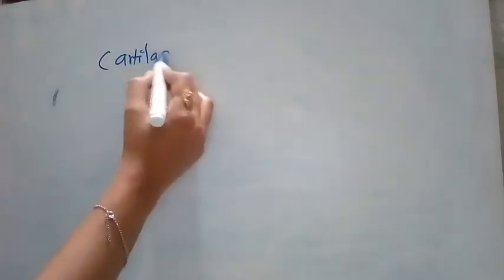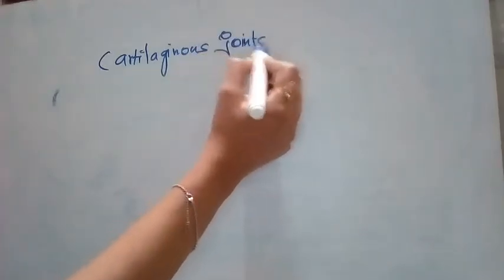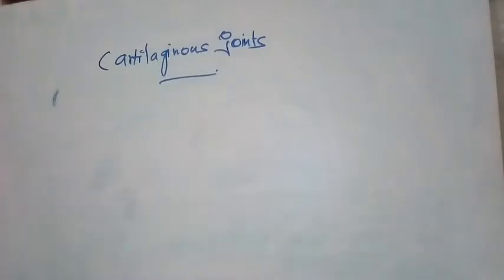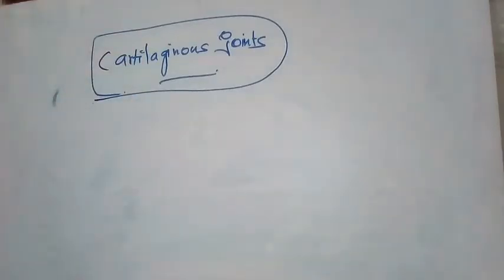Next one is the cartilaginous joints. Cartilaginous joints are formed by a pad of tough fibrocartilage that acts as a shock absorber. These joints are very useful because they are shock absorber joints. These joints may be movable, but not completely movable.